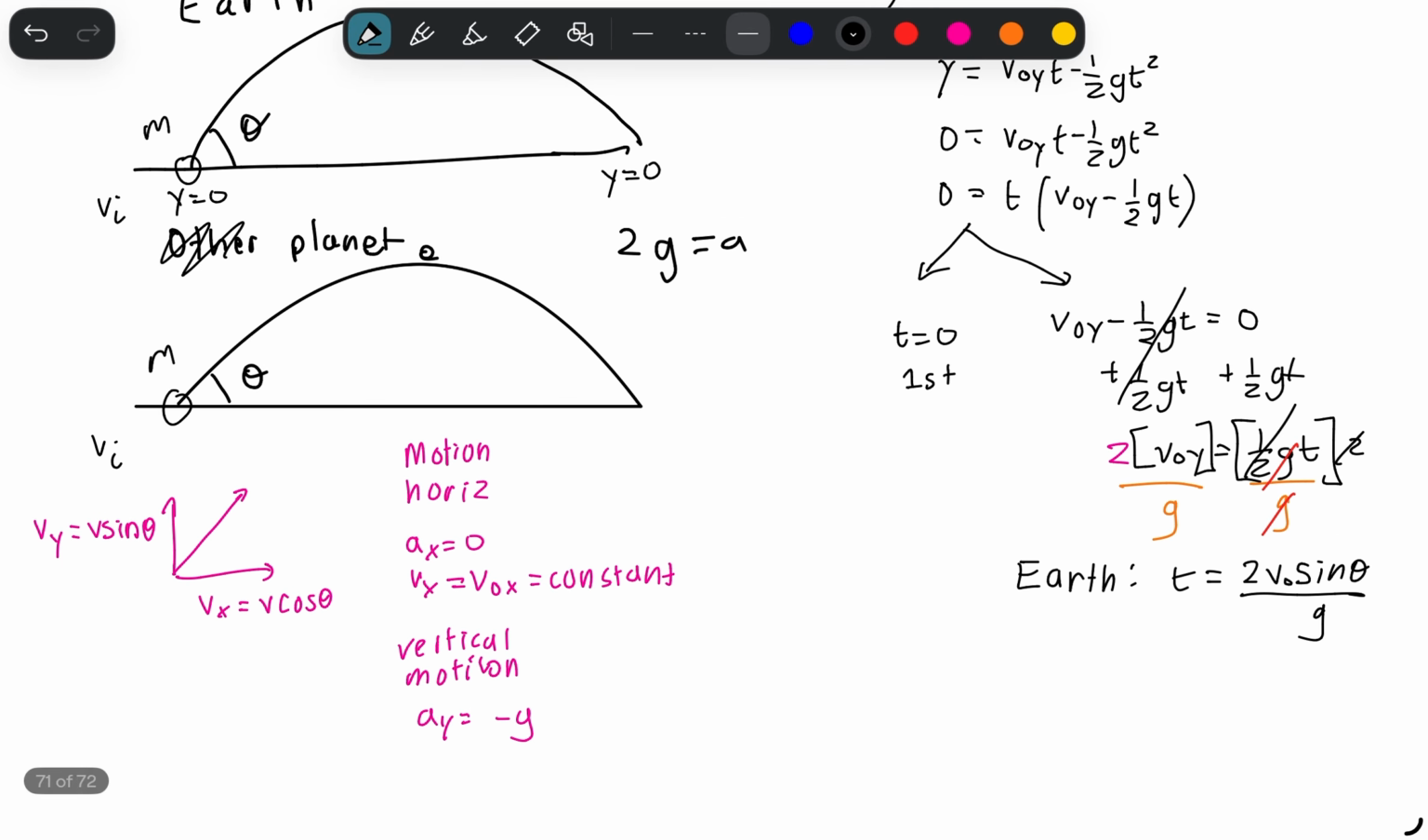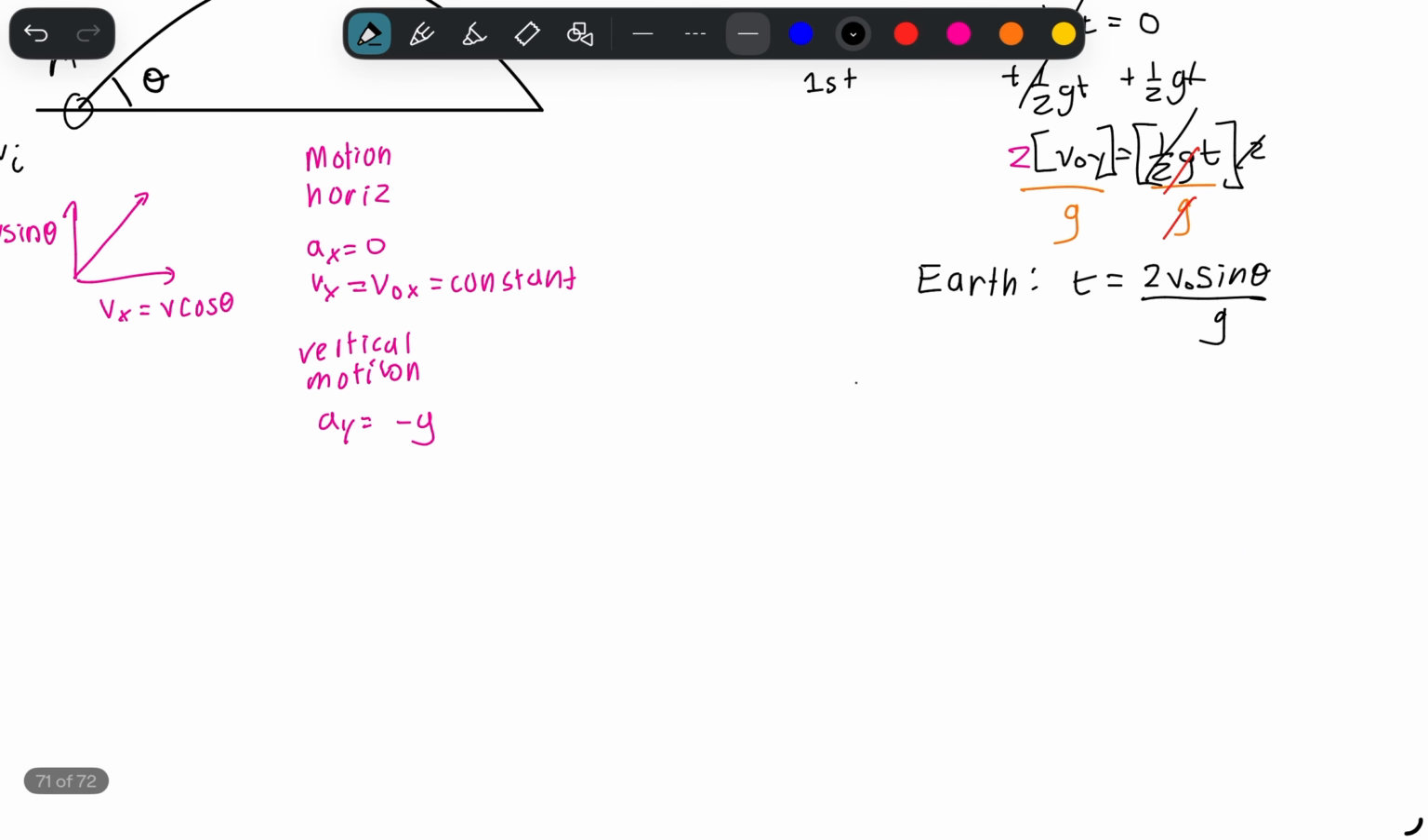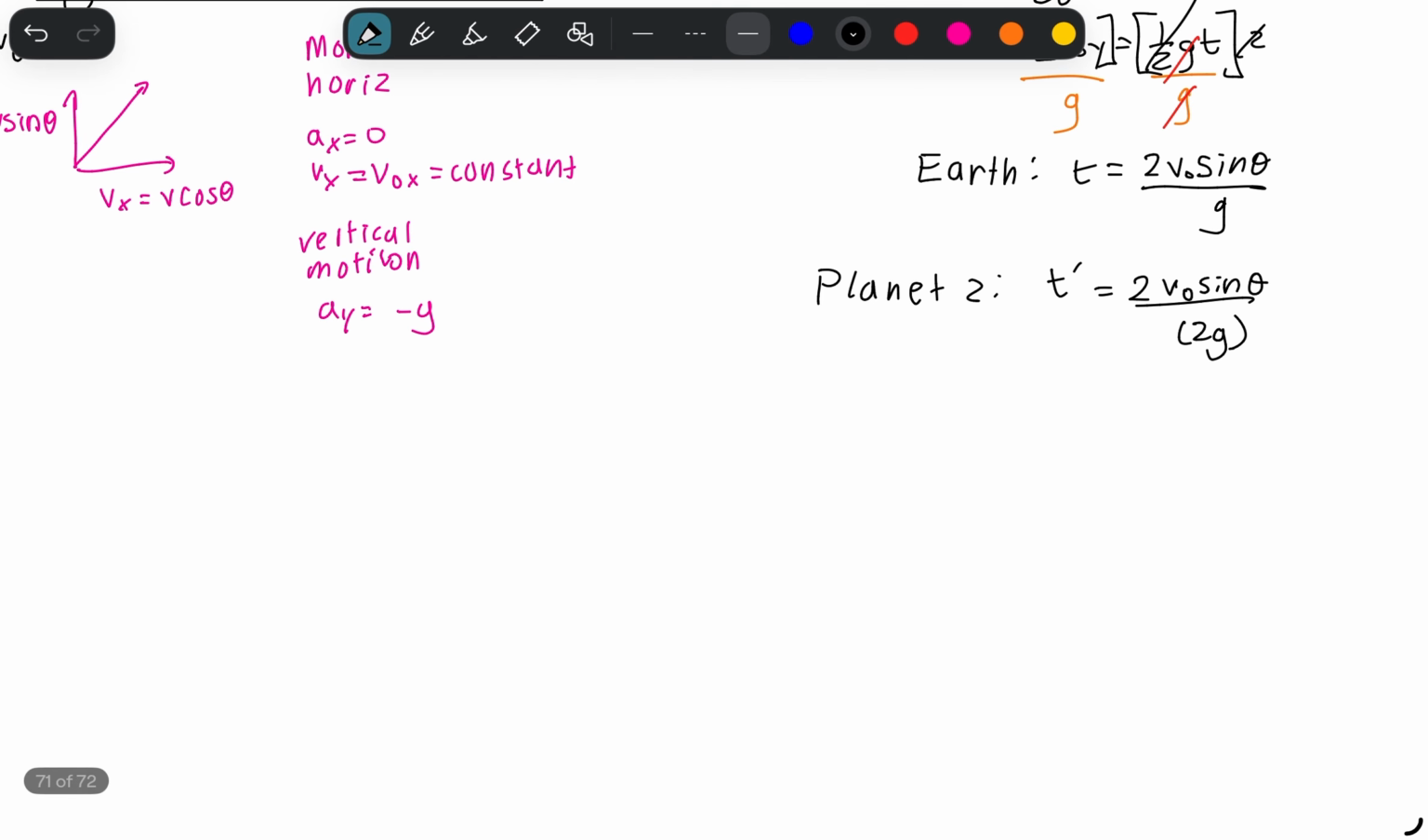Now let's just call this planet 2. So that is Earth. For planet 2, the only thing that is different versus our planet is that we are going to have twice that gravitational constant. Everything's going to stay the same in the equation, except you're going to have a 2g here instead. If we take the ratio of these two, we get that t prime, aka planet 2, is equal to t divided by 2. So our original Earth time divided by 2, because we have that 2 in the denominator of planet 2.